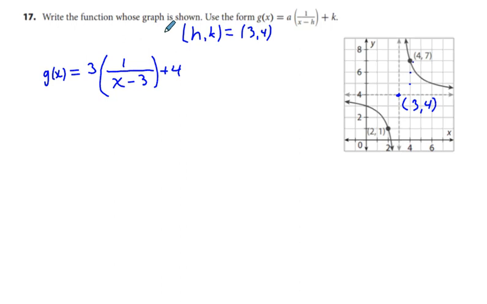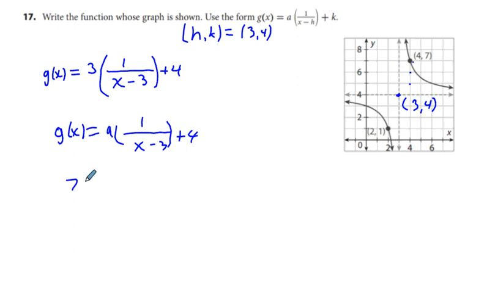One way you could do that is you can leave this blank and put in the values. In fact, I'm going to do it that way. If we just leave a blank, we have g of x. This will just be a test at this point. Leave a blank, and then we have 1 over x minus 3 plus 4. I'm just going to test one of these. We're going to put in the point 4 comma 7.